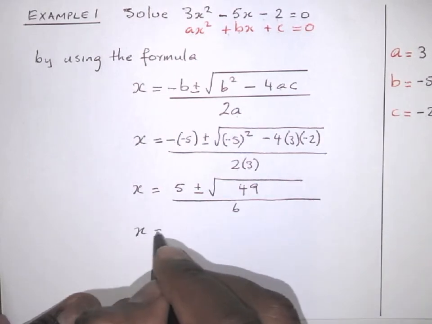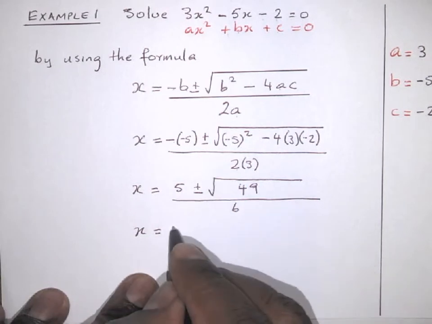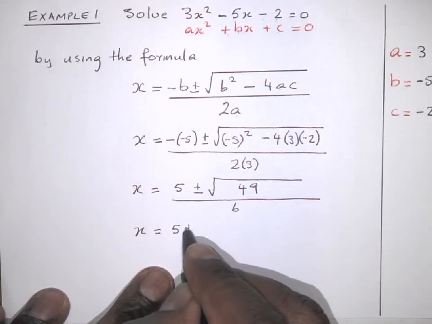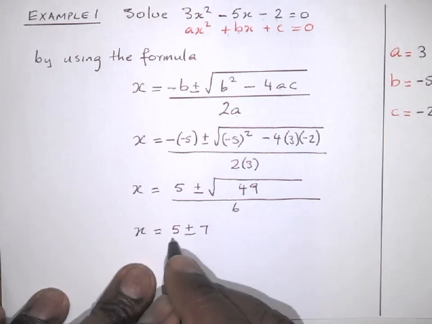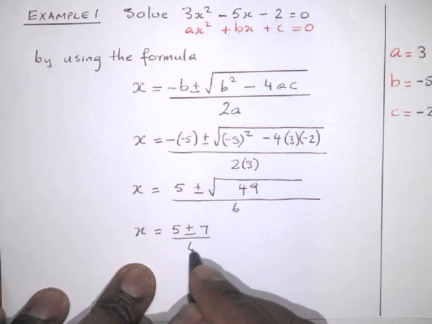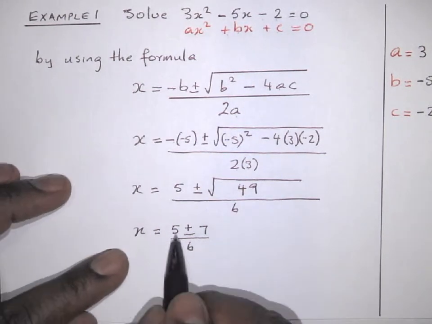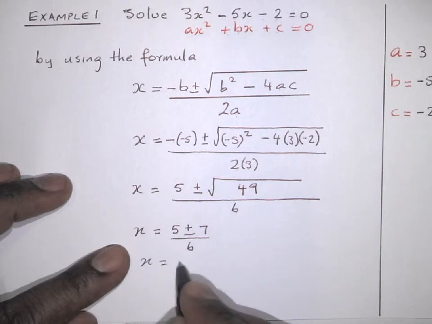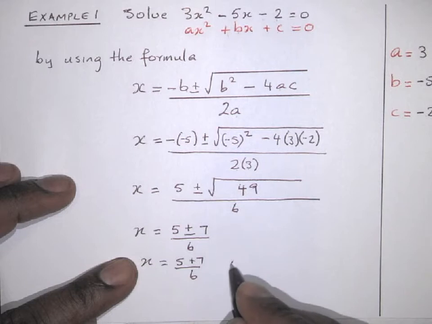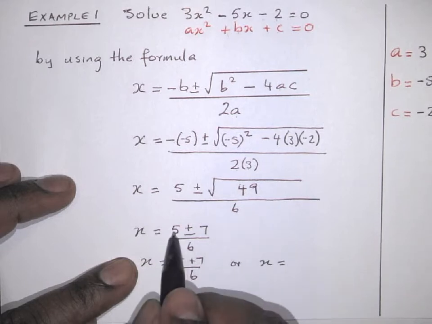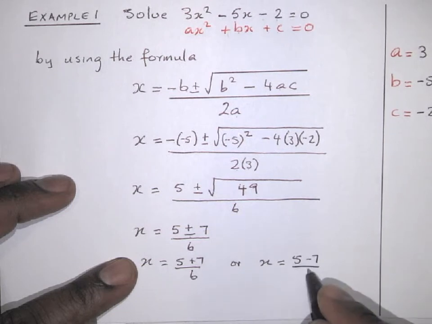Now note that we know the square root of 49. So this is 5 plus or minus. Now the square root of 49 is 7. So this is divided by 6. So we've got two answers here. One is x is equal to 5 plus 7 all divided by 6. The other one is x is equal to 5 minus 7, all divided by 6.